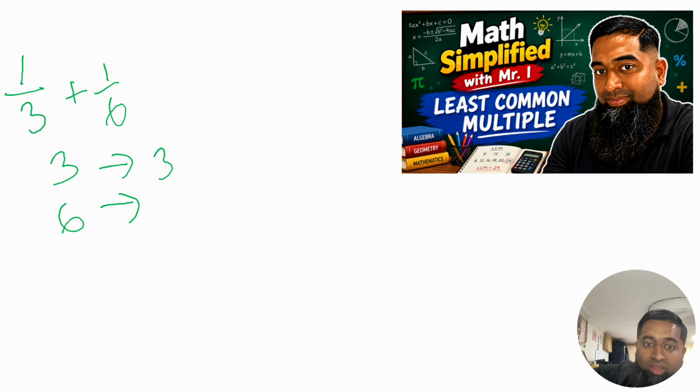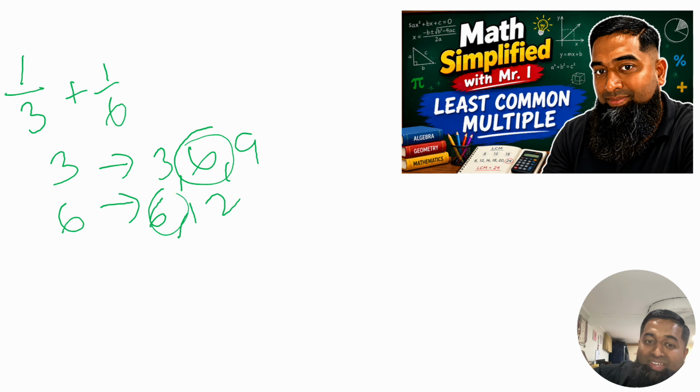3 times 1 is 3. 3 times 2 is 6. 3 times 3 is 9. I won't go any further because I already see it. 6 times 1 is 6. 6 times 2 is 12. You see it? Because I see it. The least common multiple is 6.